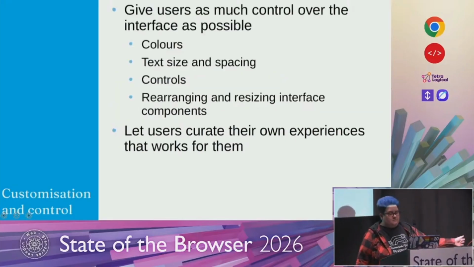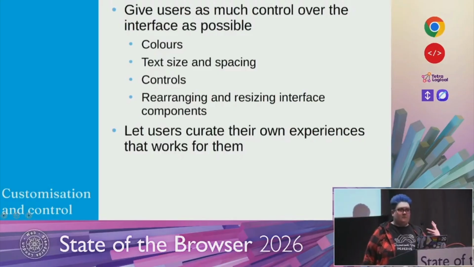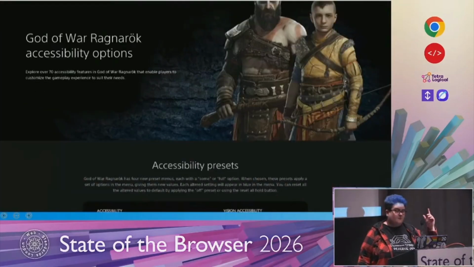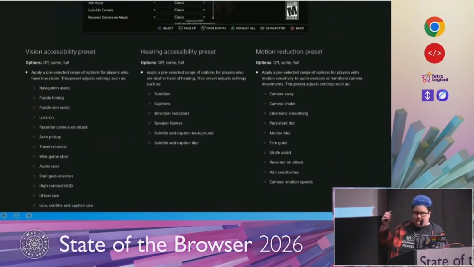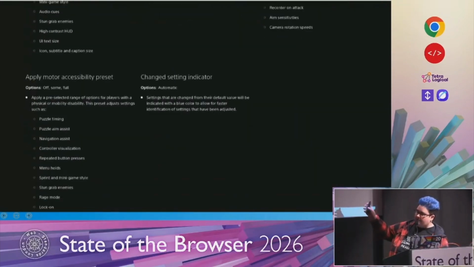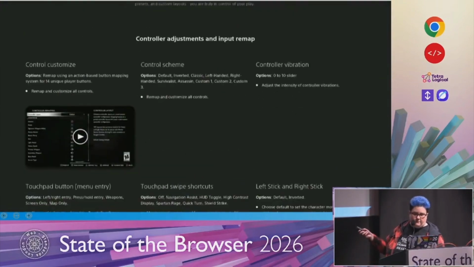So customization control. Most game accessibility is giving people loads and loads of options about really curating their own experiences, experiences that work for them. So this is God of War Ragnarok. This is going to scroll, sorry, there's no sound. So they have these accessibility setting presets. This is their page on accessibility. We've got the presets for motor, hearing, etc. And then these are all of the options.